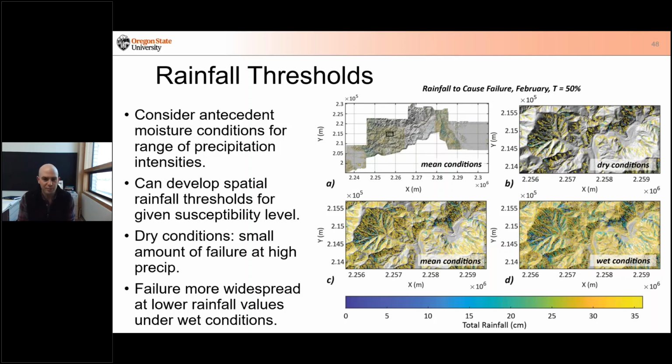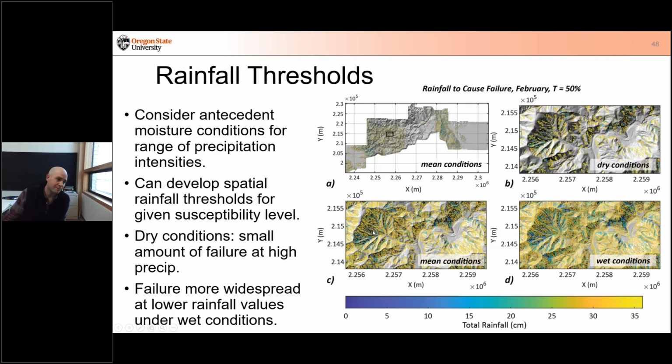And we can overlay these maps to start to develop spatial thresholds of what sort of rainfall is required for a given antecedent moisture condition to cause failure. So here, for example, you can see this color bar, 0 centimeters of rainfall to a monstrous cataclysmic 35 centimeters of rainfall in 24 hours. Under dry conditions, at least for this given susceptibility threshold, there's little pockets of yellow, but there's some blue and green areas where it might not take that much to kick off a landslide, but most of it's barren, most of it's stable under that range of conditions.